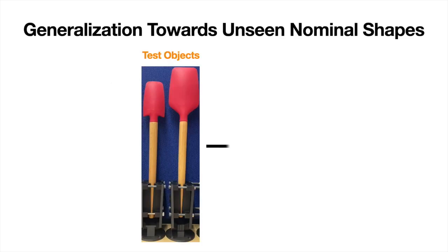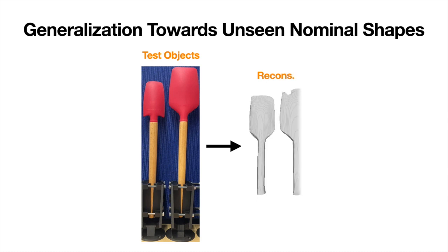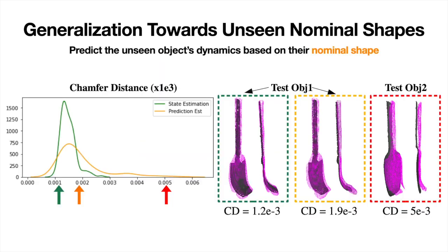VIRDO++ is able to represent nominal geometries unseen during training within distribution. The reconstructions of test objects are close to ground truth, aside from some fine details at the edges. Our model can also predict the unseen objects' dynamics based on their nominal shape. Again, the observations of the unseen objects include occlusions at the tip. The results show our model's generalization capability, where it can predict unseen objects reasonably well.